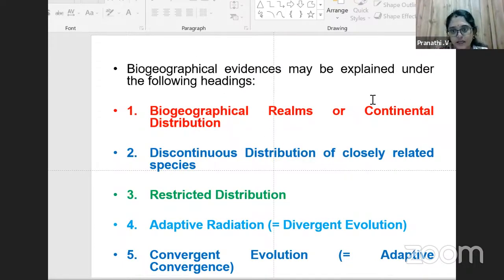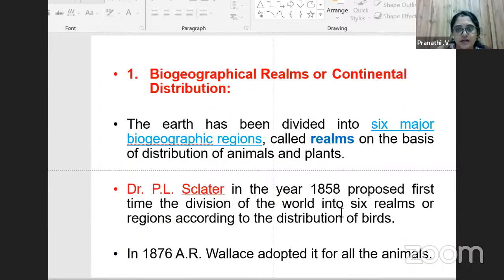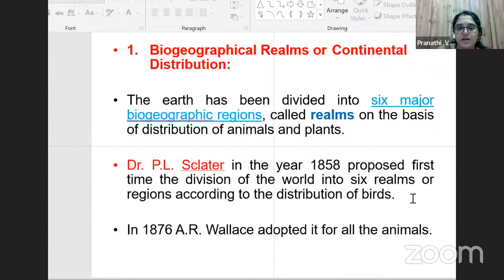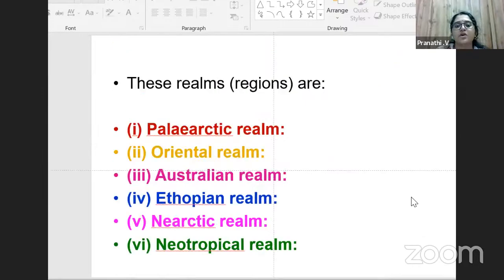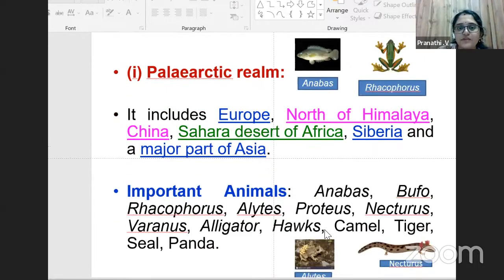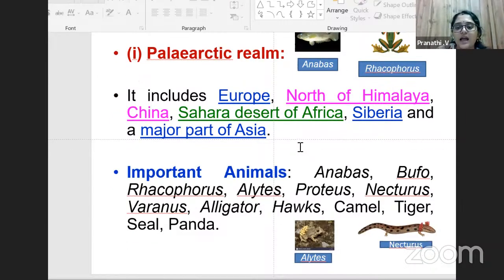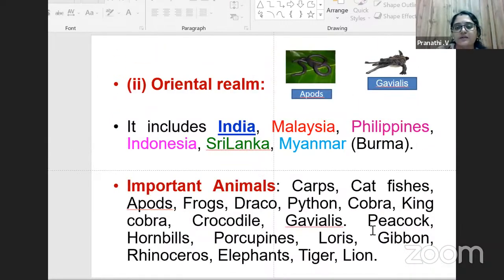Again, this can be explained with the help of the evidences. So we have biogeographical realms today, or the continental distribution. Then we have the discontinuous distribution of closely related species, restricted distribution, and the adaptive radiation and the adaptive convergence. We have just seen the major biogeographic regions, or the realms as they were called, which are the Palearctic, Oriental, Australian, Ethiopian, Nearctic, and Neotropical. So we have seen the different areas under the realms, and the different kinds of animals that are present in different realms.